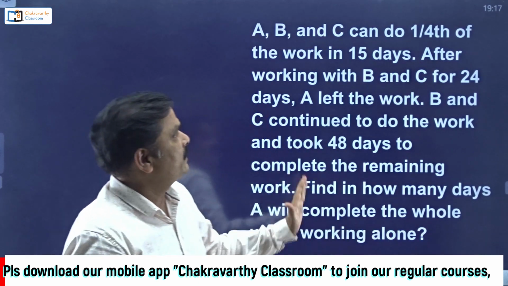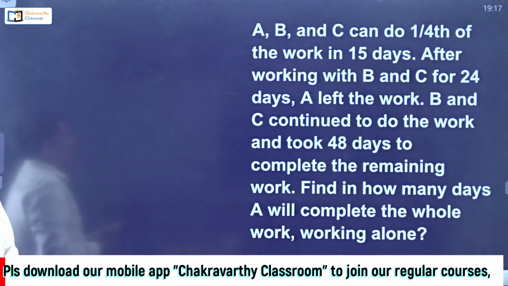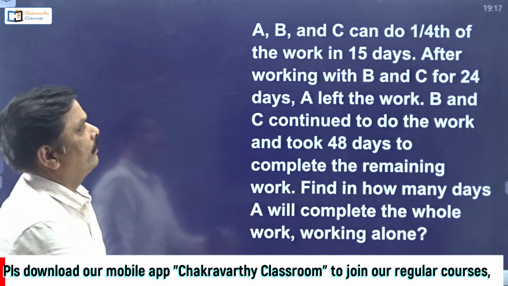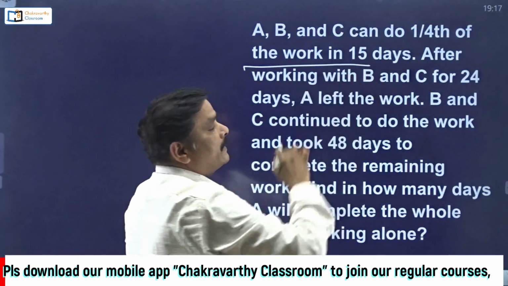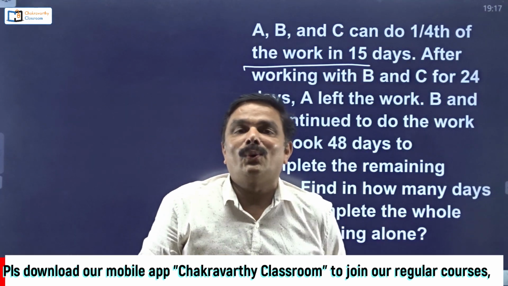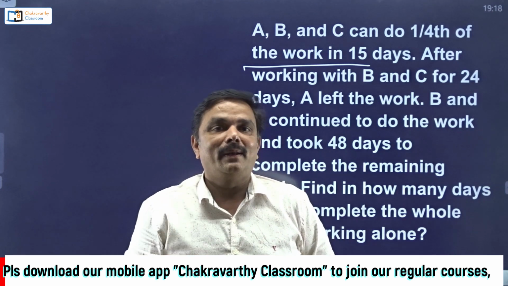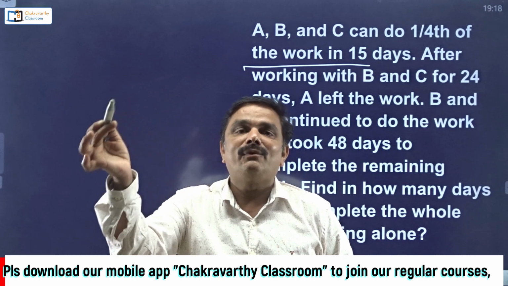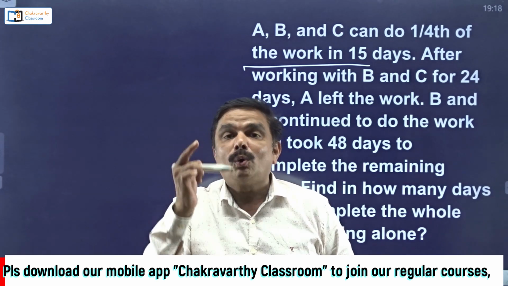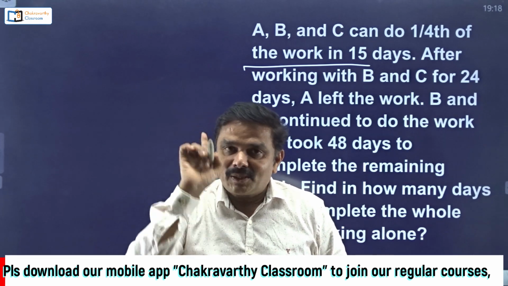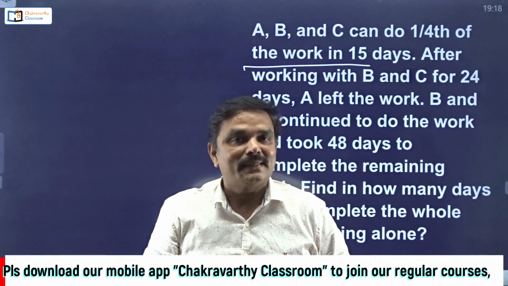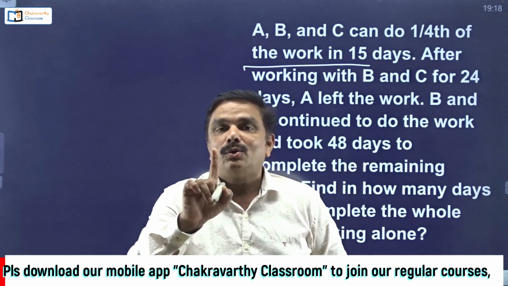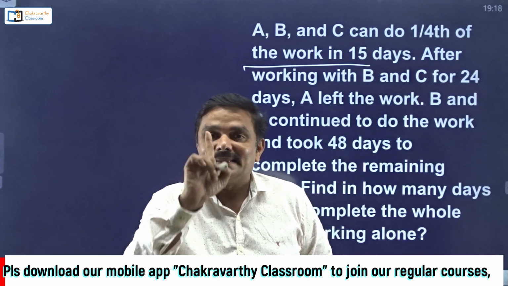How is that? First try to analyze the question. Read the question. A, B and C can do 1/4 of the work in 15 days. See students, while reading this sentence only, something should spark your mind. 1/4 of the work is done by A, B and C in 15 days. That means the total amount of work must be done by A, B and C in how many days? 1/4 in 15 days, that means total work must be done in 60 days.